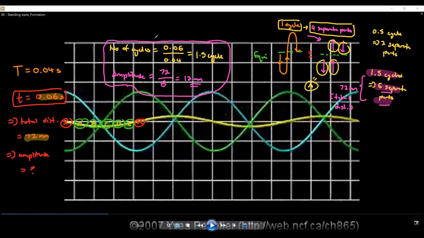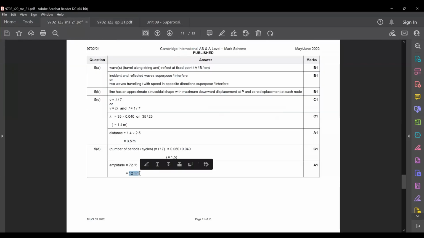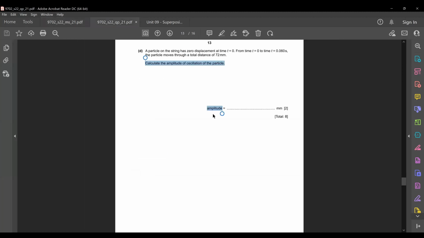So calculate the amplitude of oscillation of the particle. The answer was actually 12 millimeter. Okay, so you notice that in the marking scheme, they actually take 0.06 divided by 0.04 to get the number of cycles that has actually been moved. Then from there, to get the amplitude, we take the total distance divided by the number of separate parts. So we are going to get the answer as 12 millimeter. All right, so this is for this question.